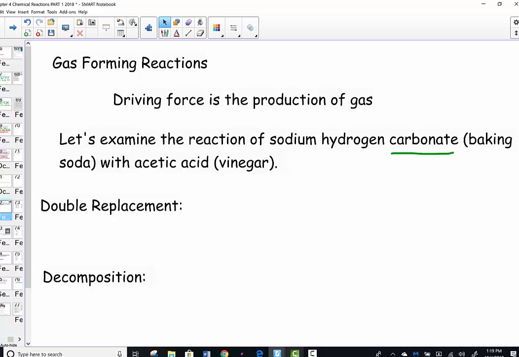of a gas formation. In a double replacement reaction, let's find sodium hydrogen carbonate as our first reactant. That's fancy for saying baking soda. Sodium hydrogen carbonate. I know sodium has an elemental symbol Na. The periodic table allows me to find its charge. When it forms an ion, it's in that first column, so we know it's a +1.